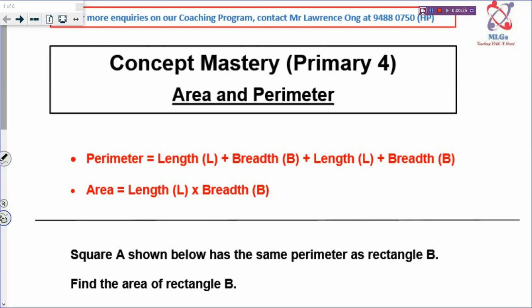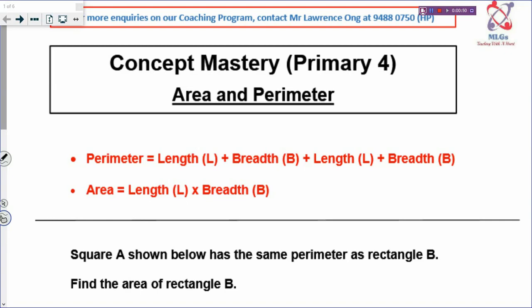How do you find parameter? The formula. So what's the formula to find parameter? You have to understand and remember the formulas, because if you do not understand or remember the formulas, then you won't be able to solve the problem. So to find parameter, you have to remember that it's length plus breadth plus length plus breadth.